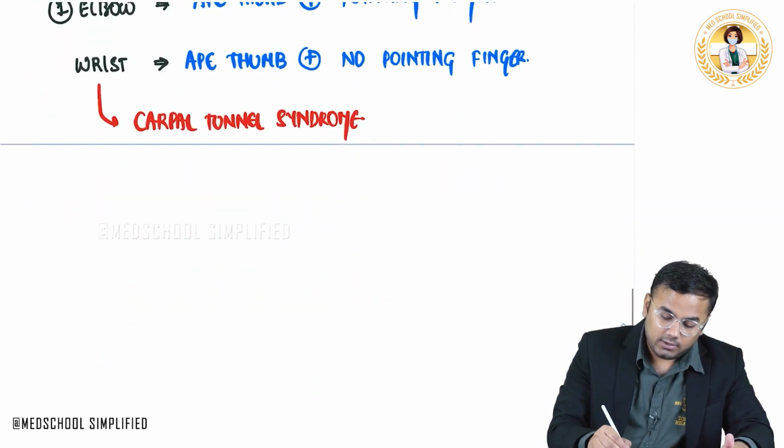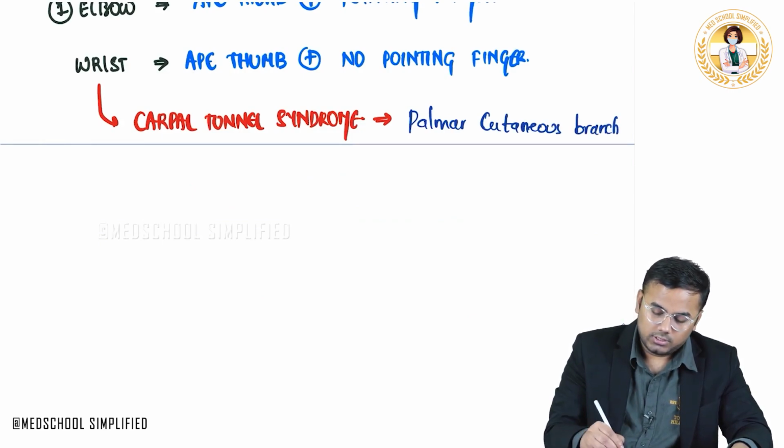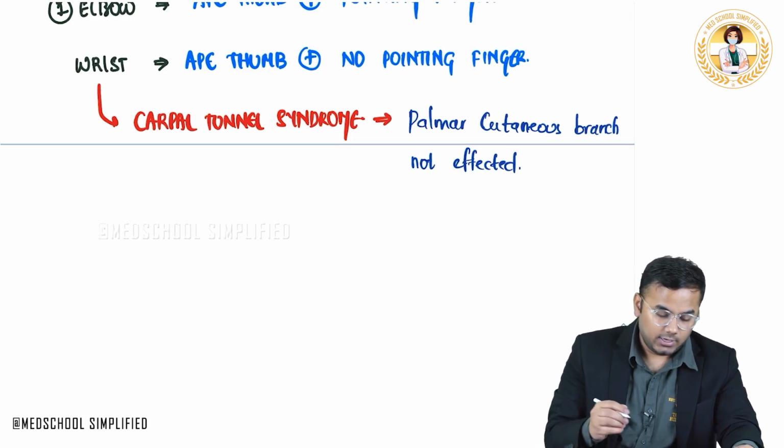So remember one thing, in carpal tunnel syndrome, the palmar cutaneous branch is not affected. Palmar cutaneous branch is not affected.